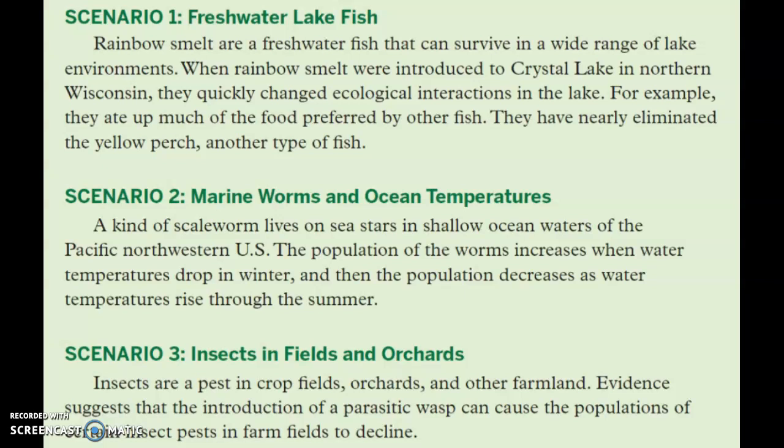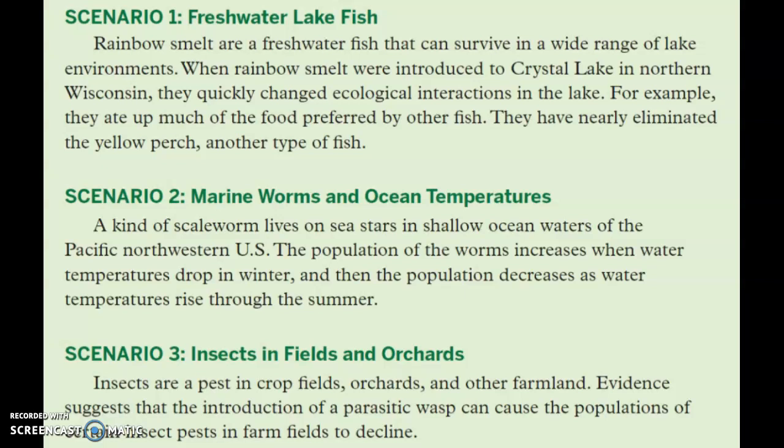Reading through scenario 1, freshwater lake fish. Rainbow smelt are a freshwater fish that can survive in a wide range of lake environments. When rainbow smelt were introduced to Crystal Lake in northern Wisconsin, they quickly changed ecological interactions in the lake. For example, they ate up much of the food preferred by other fish. They have nearly eliminated the yellow perch, another type of fish. So think about the interactions described in that scenario, locate the graph that matches up with what's going on, and then identify the pattern seen within it.